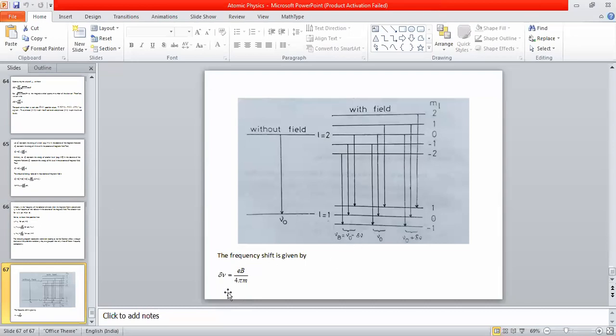frequency shift. So I can conclude that on the basis of quantum theory we have successfully explained the theory of the normal Zeeman effect. The previous expression we discussed, together with this transition diagram, explains the normal Zeeman effect on the basis of quantum theory or quantum mechanics.